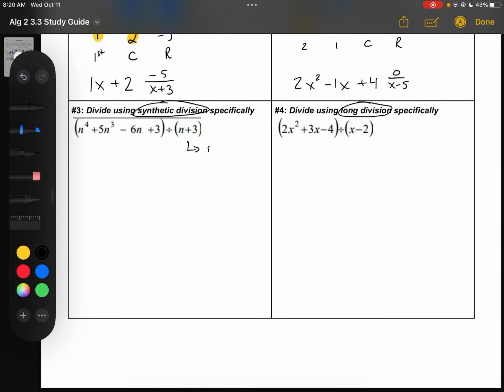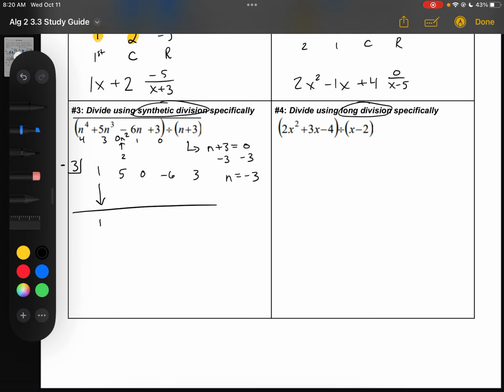All right, so number 3, synthetic specifically. So n plus 3 equals 0. So again, following these same steps. Again, n is equal to -3. We'll put that inside of our box here. And the one thing we want to note here is we go from 4 to 3 to 1 to 0. So we're missing a 2. So what that means is we have to put in a 0n squared term because we can't skip any degrees. So if you don't have that term, put in the 0. In this case, we have 1, 5, 0, -6, and 3.